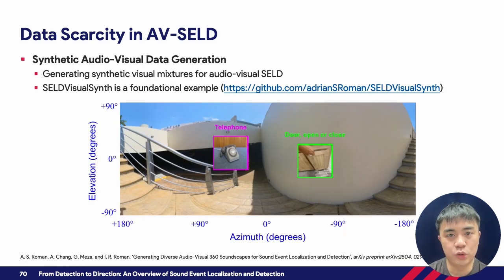And finally, if you don't have enough real data, the simplest method is just to create synthetic data. So tools like SELD Visual Synth are being developed specifically to generate synthetic visual mixtures that correspond to the spatial audio scenes. So this synthetic audio-visual data can then be used to augment the limited real-world datasets, helping to improve model generalization.